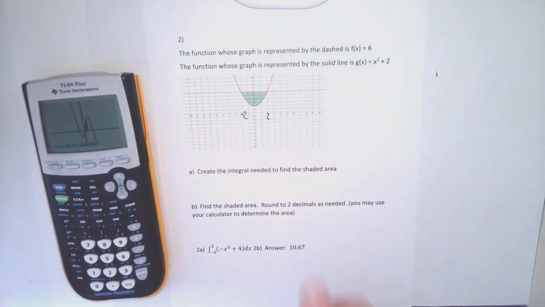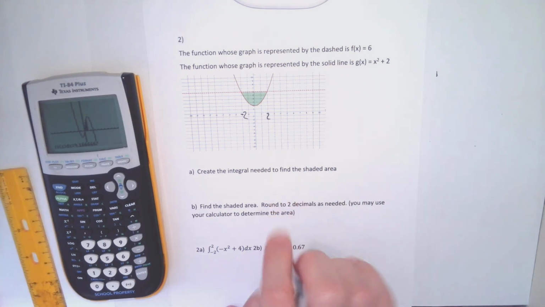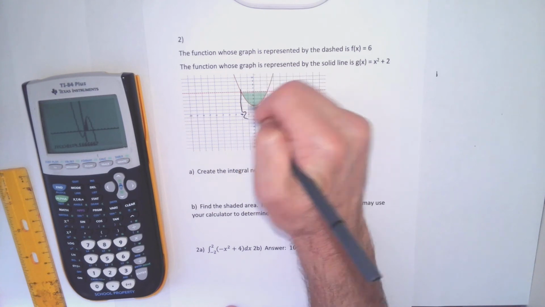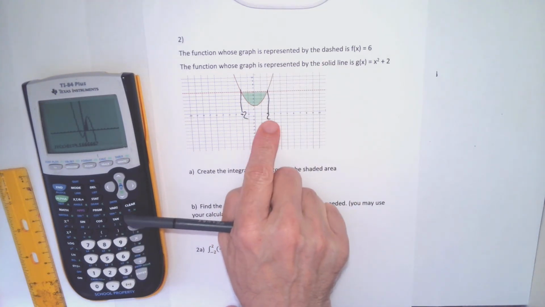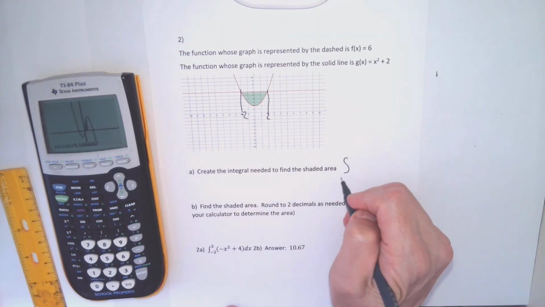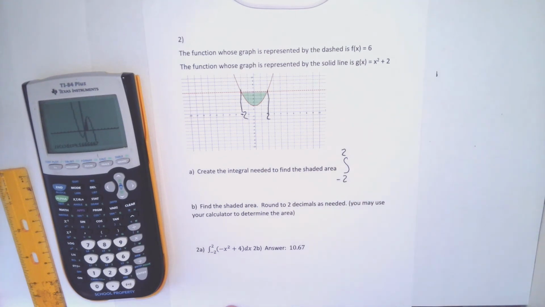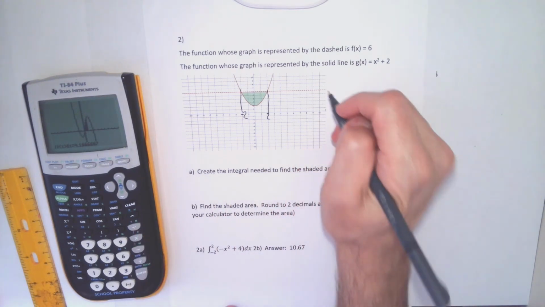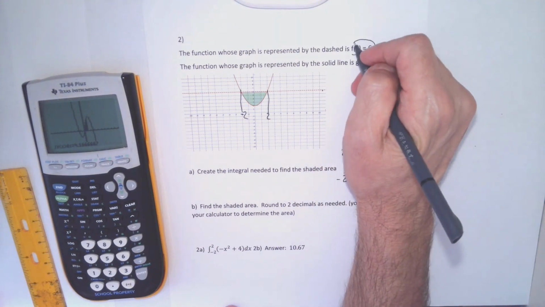So when I go to do part A, to calculate the integral to show the shaded area, I need to know the edges in terms of x of the shaded area. And this goes from x equal to negative 2 to x equal to positive 2. So my integral is going to go from negative 2 to 2, and I'm going to subtract the function that's higher, which is the dashed line. In this case, the dashed line is f of x equal to 6.